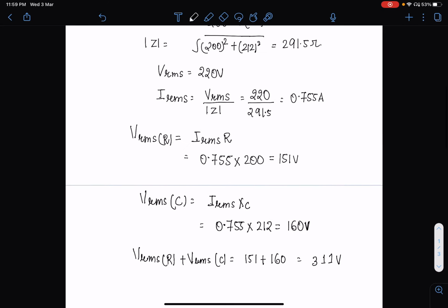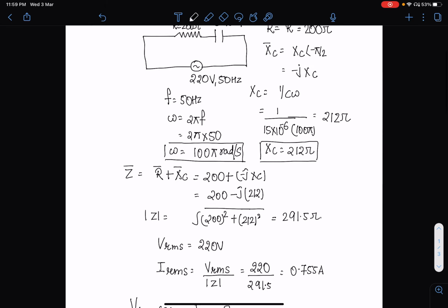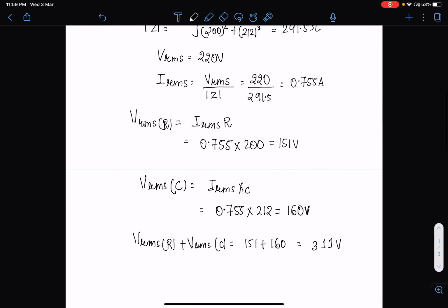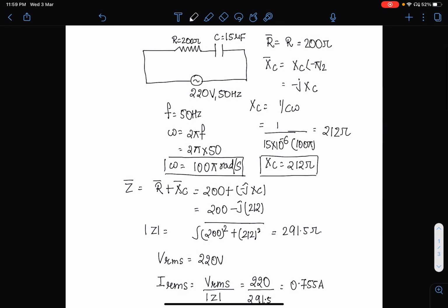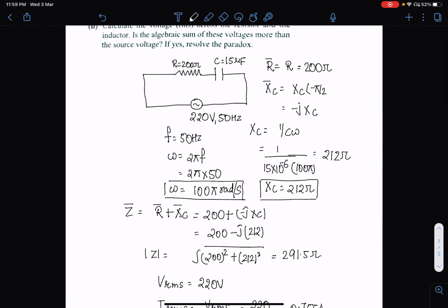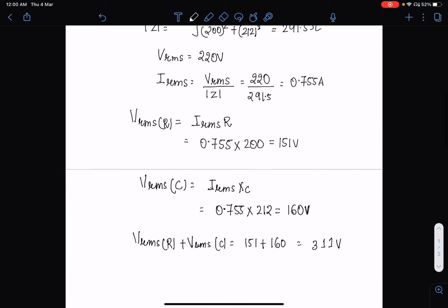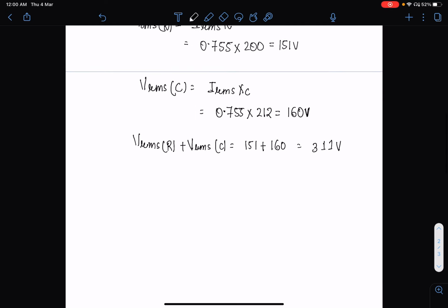So clearly it is 311 volt, which is different from the voltage of the source, right? And why is it different? Actually, the reason is that the voltage across the resistor and the voltage across the capacitor are not in the same phase, because we know across the resistor the current and the voltage both remain in the same phase, but across the capacitor the current leads the voltage by a phase of pi by 2, right? So there will be a phase difference of pi by 2.